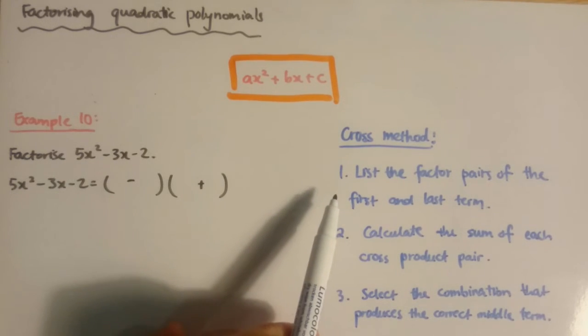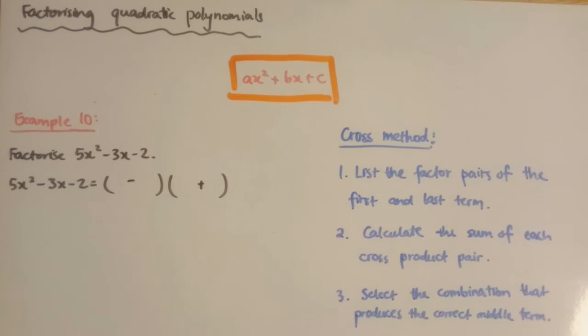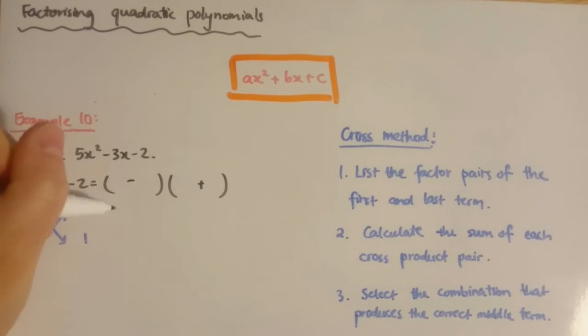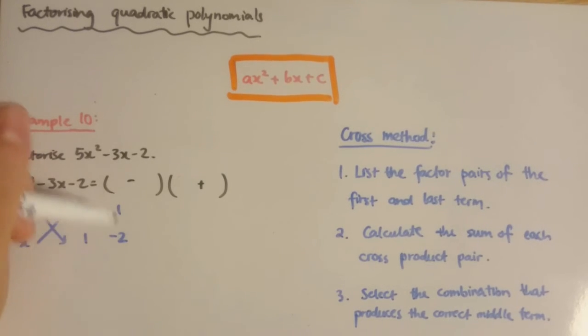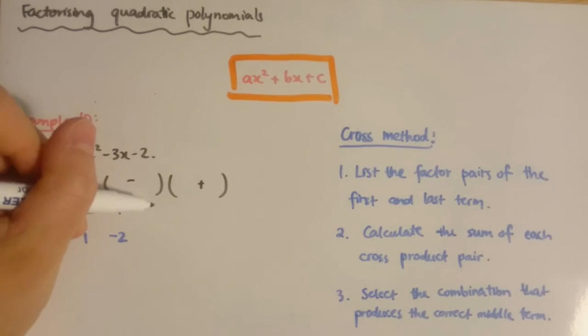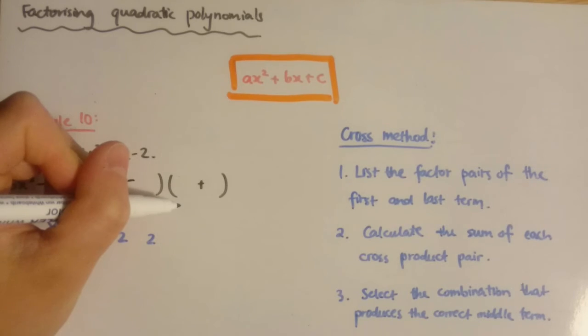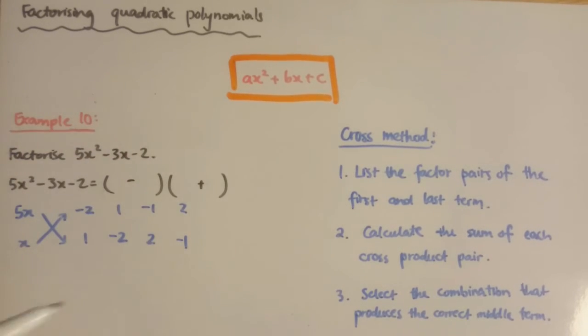Okay, so the first step says to list the factor pairs of the first and last term. So that first one there is 5x squared. That means we're looking at 5x and x. The last one is negative 2. Now there's a few different ways of getting negative 2. You could do negative 2 and 1, or 1 and negative 2. It's important that you put it in the other way around as well, because that will give us different products. We also have negative 1 and positive 2, and the other way around, positive 2 and negative 1.